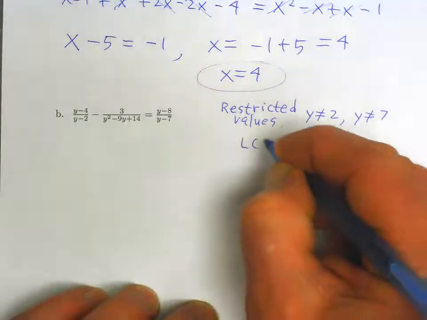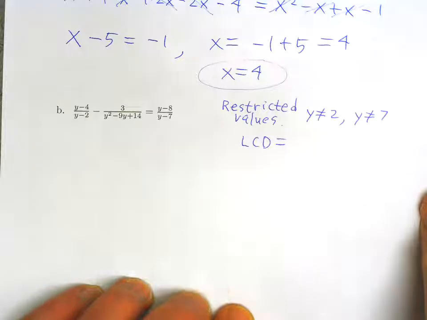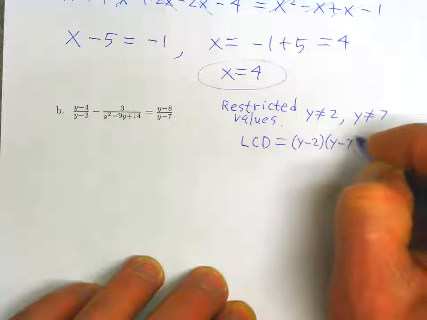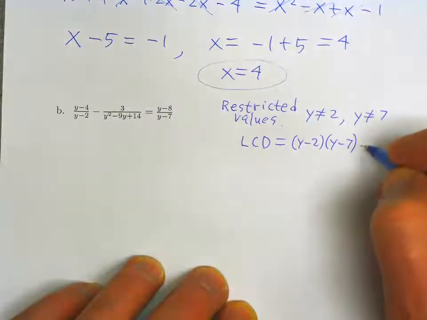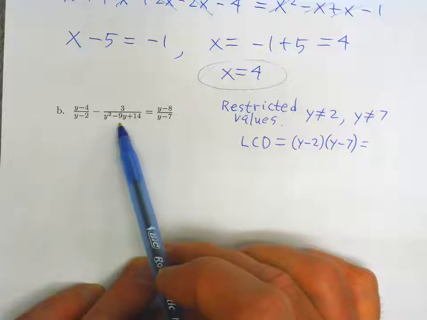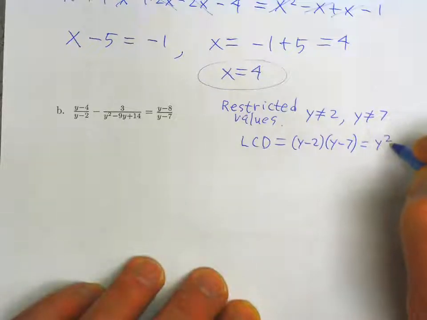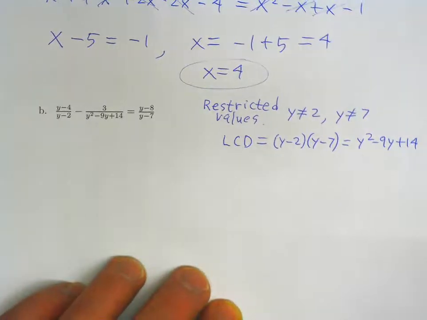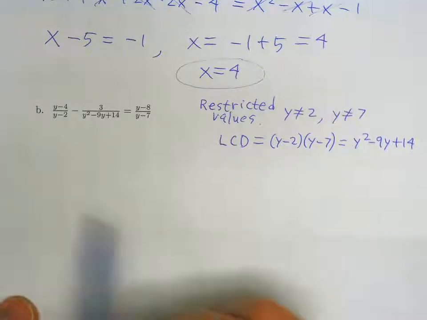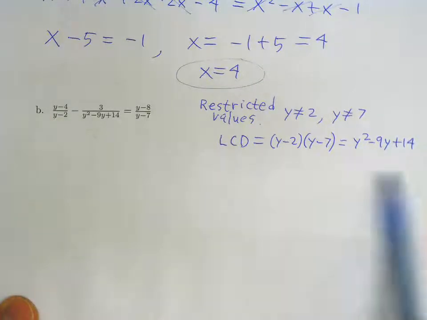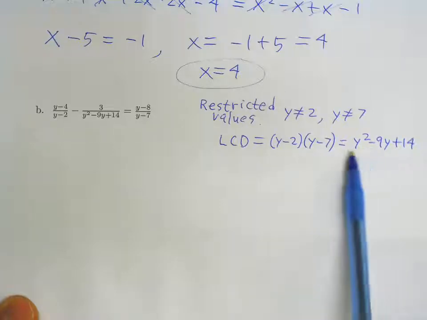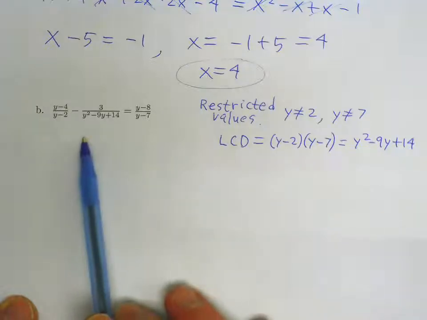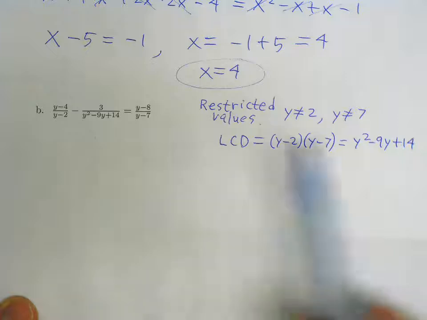Okay, the least common denominator is just y minus 2 times y minus 7 in factored form. And in expanded form, it's y squared minus 9y plus 14. Okay, so we multiply every term on both sides of the equation by the least common denominator, either in factored form or expanded form. And the purpose of doing that is to clear the denominators.